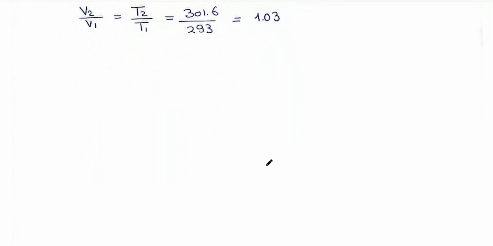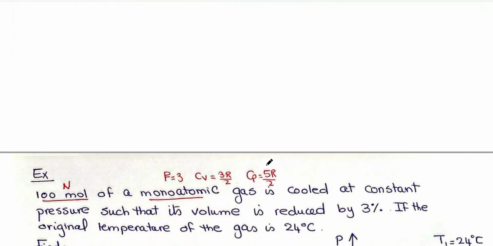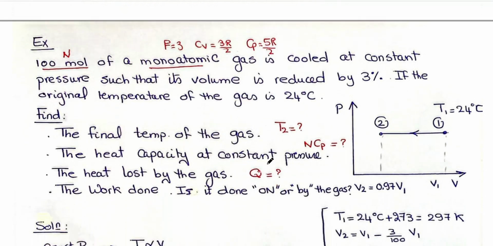Another example, and it's also a constant pressure example. This example, we have 100 moles of a monoatomic gas. 100 is the N, monoatomic F equals 3. Cooled, again, cooled means that this is the direction of the process, in the direction of decreasing the volume, such that the volume is reduced by 3%.